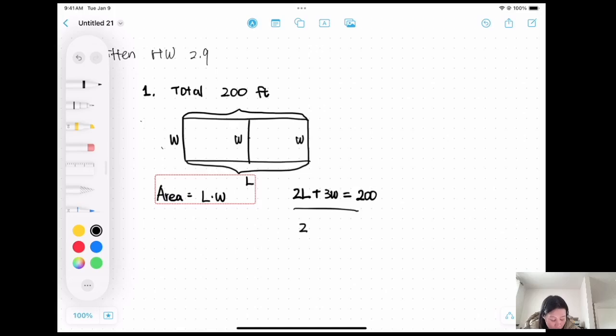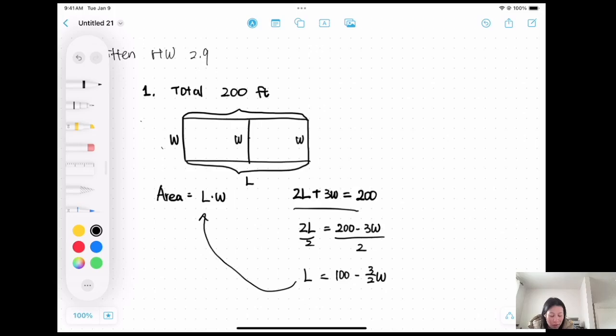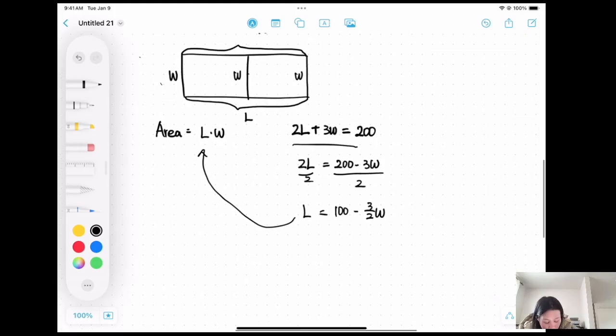Okay, so I have 2L equals 200 minus 3W, and then divide by 2 on both sides. Simplify it, I have 100 minus 3/2 W is equal to the length. Then I can substitute the length back into the area. Then we have the area function equals (100 minus 3/2 W) times W.